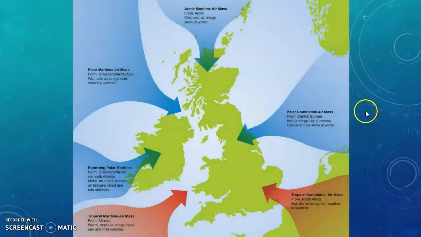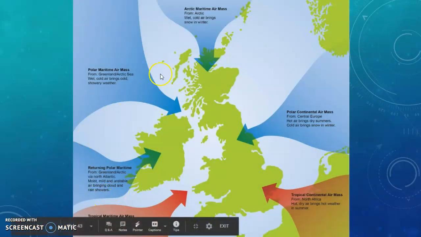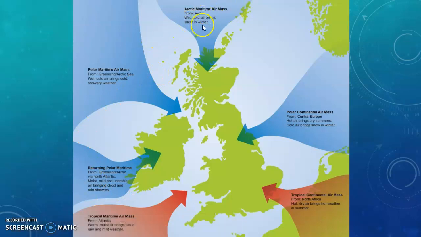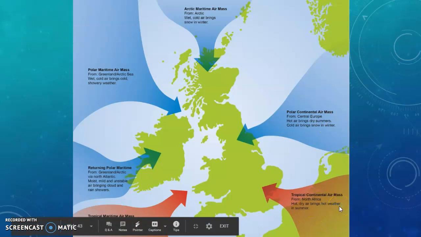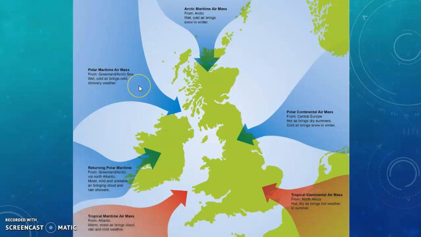So again, this is your air masses. So we have our Arctic or our polar air masses, our polar continental. Hot air brings dry summers, cold air brings snow in winter, so really nice weather. Tropical continental again. North Africa, hot dry weather in summer. Our polar maritime, wet, cold, showery weather, winter and summer.